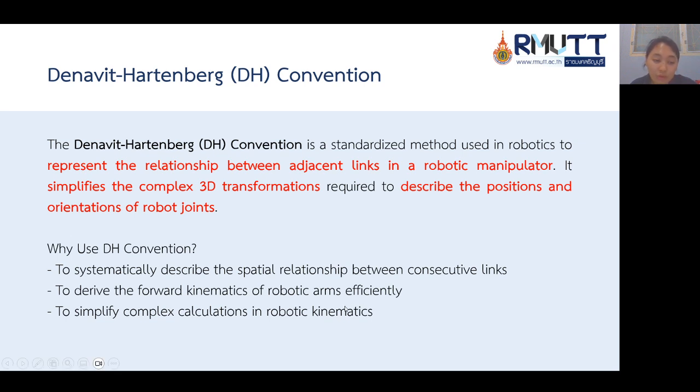Why do we have to use the DH convention? The first is to systematically describe the spatial relationship between consecutive links. The second is to derive the forward kinematics of robotic arms efficiently. And the third is to simplify complex calculation in robotic kinematics.